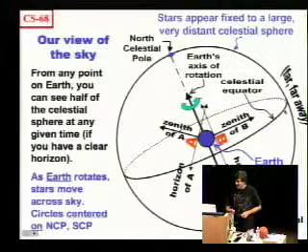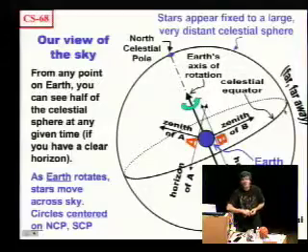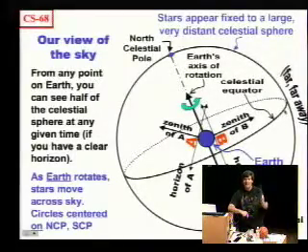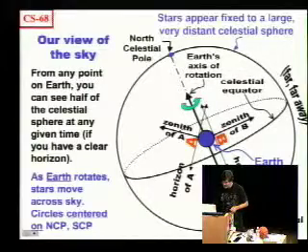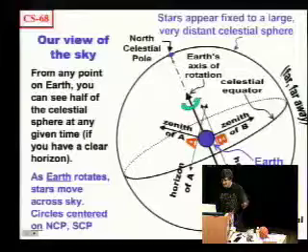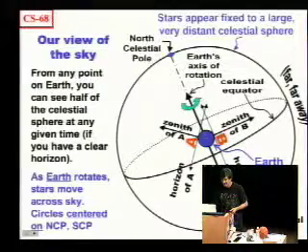Where would you have to be, do you think, in order to see the North Celestial Pole at your zenith? At the North Pole, that's right. If you were standing right here, the North Celestial Pole would be in the same direction as your zenith. And what would be along your horizon? The celestial equator, exactly right. The celestial equator would be on your horizon.